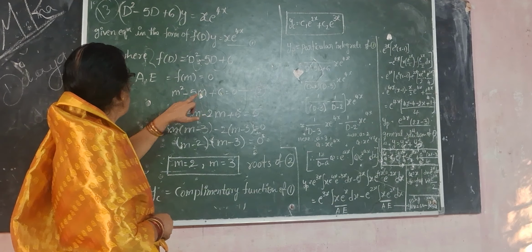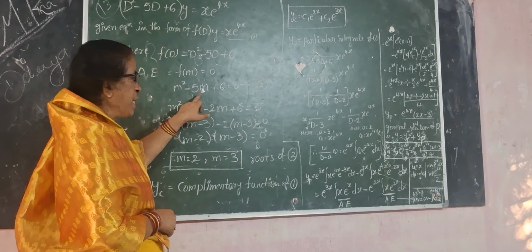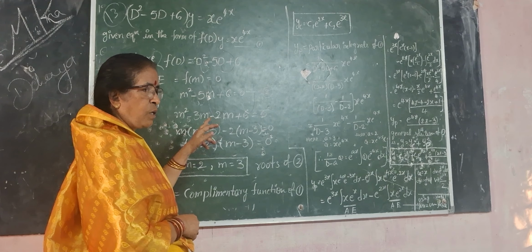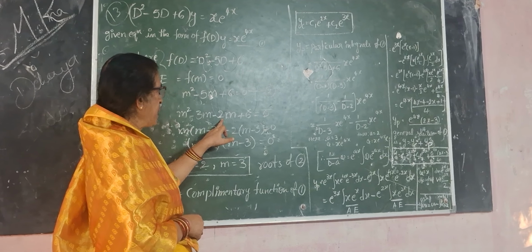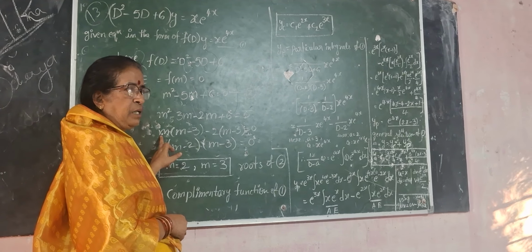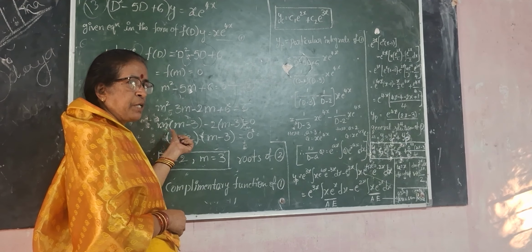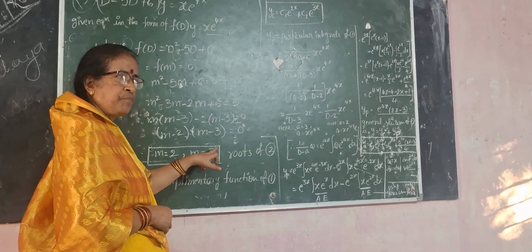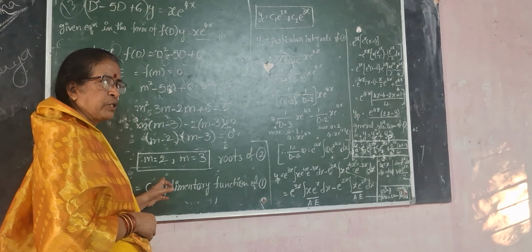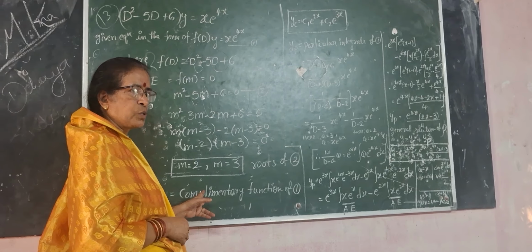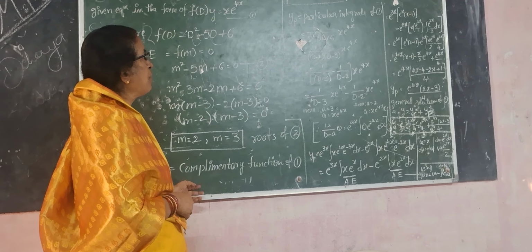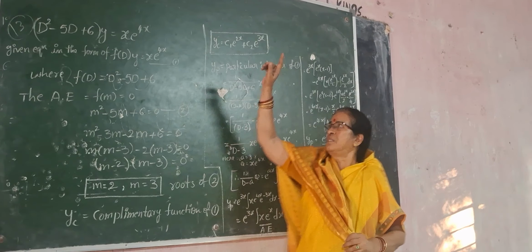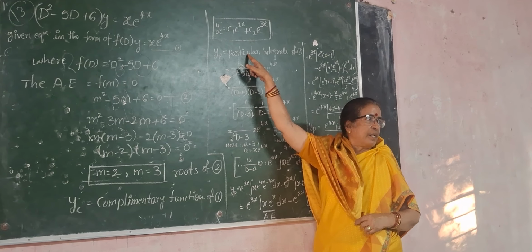The auxiliary equation is f(m) equal to 0. That means m square minus 5m plus 6 is equal to 0. Quite obvious, it can be easily solved: m square minus 3m minus 2m plus 6 equal to 0. From the first two, take m common: m into (m minus 3) minus 2 into (m minus 3) equal to 0. So (m minus 2) into (m minus 3) equal to 0. Therefore, m equal to 2 and m equal to 3. You got two solutions. Therefore, the complementary function is given by c1 e power 2x plus c2 e power 3x.